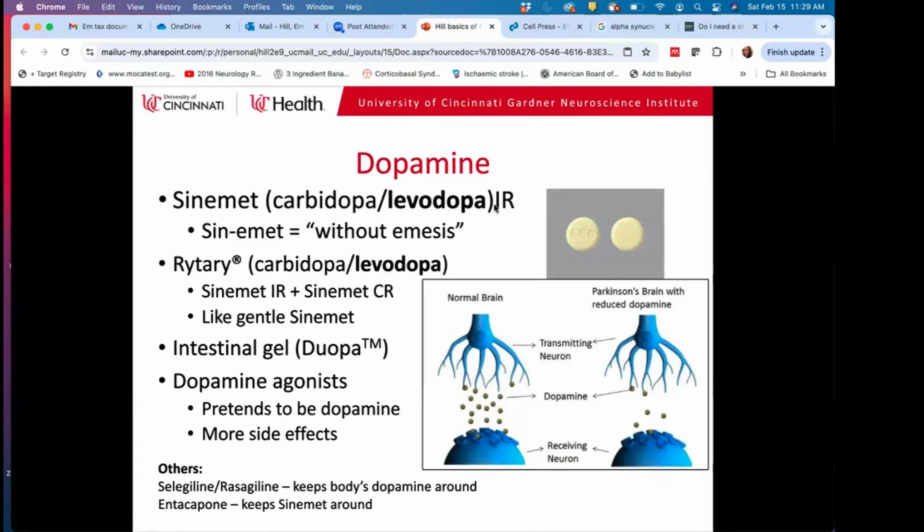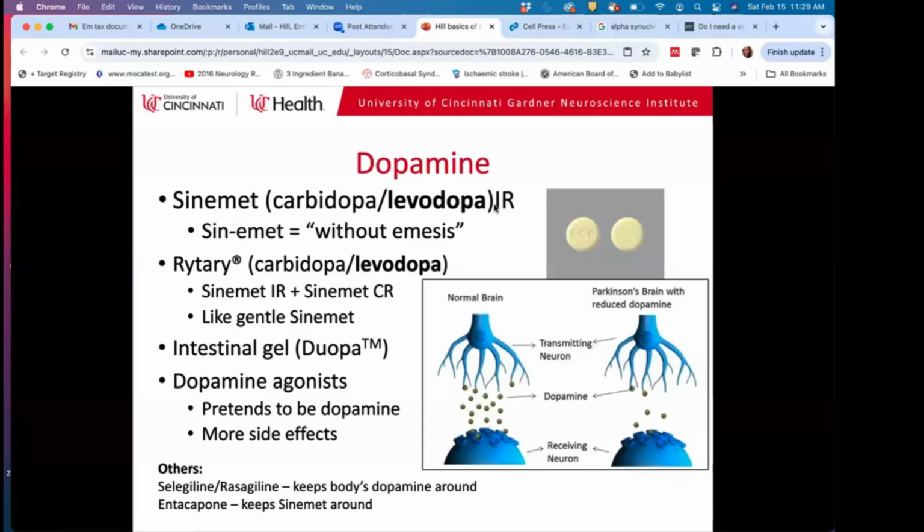This is a short-acting medication. So we're always trying to do new things to make it last longer. They first came out with Sinemet CR, controlled release, but that interacted with food a lot, didn't quite work. But if you put it in a capsule and combine it with immediate release, it's Rytary. It's a nice gentle form of carbidopa levodopa. That's how I think about it.